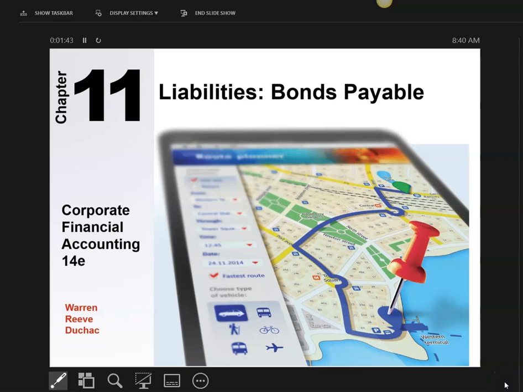Good morning. This is Professor Sescalini, and we're going to talk about Chapter 11 today, which is about liabilities. In particular, it's about bonds payable. So this whole chapter is about understanding the concept of a bond, how it works for a corporation, and how to calculate the selling price of the bond, how to calculate the interest payments, and how to calculate when I redeem my bond.